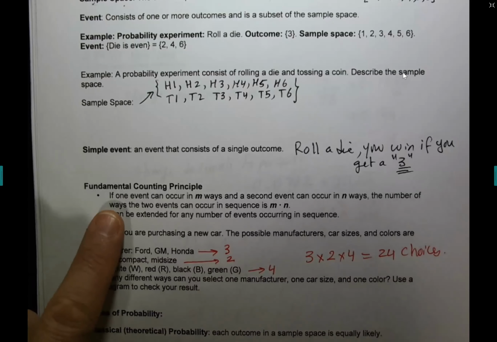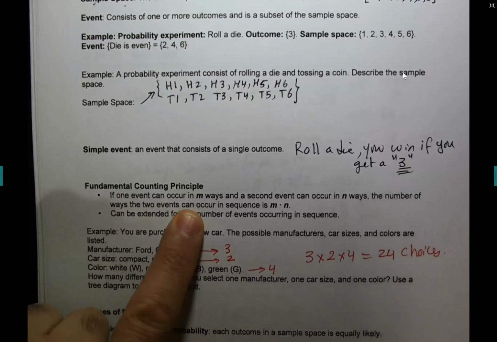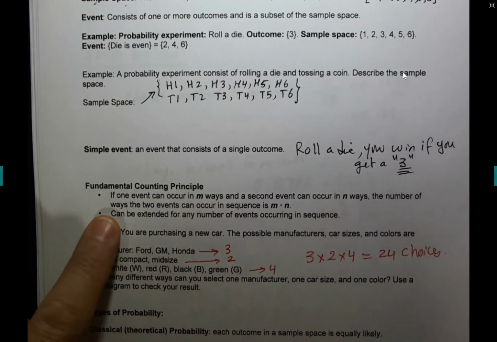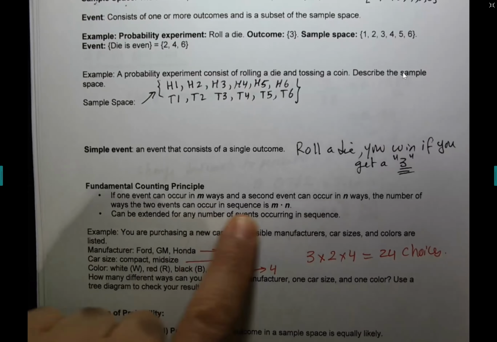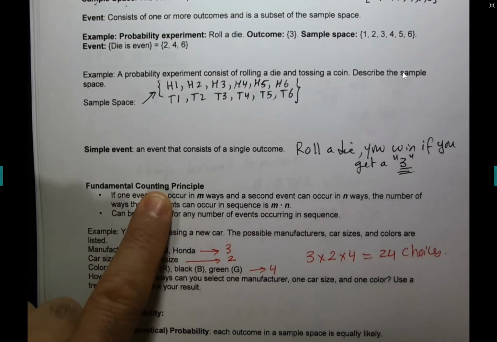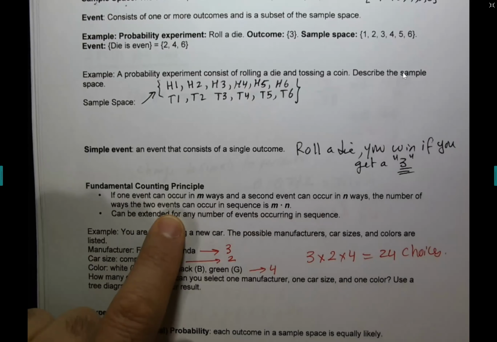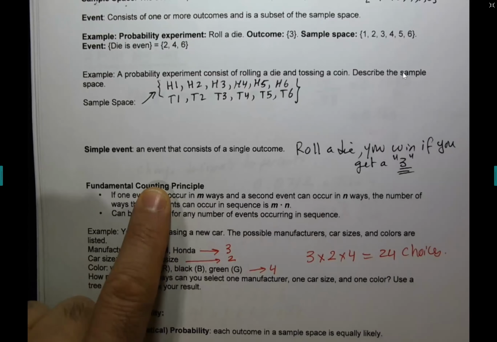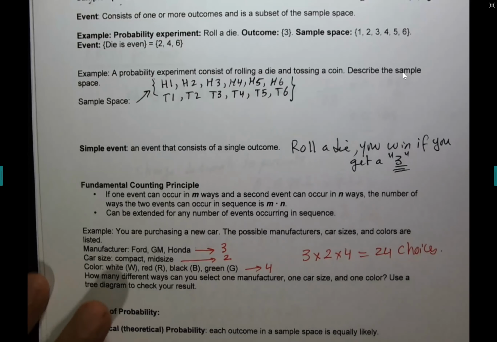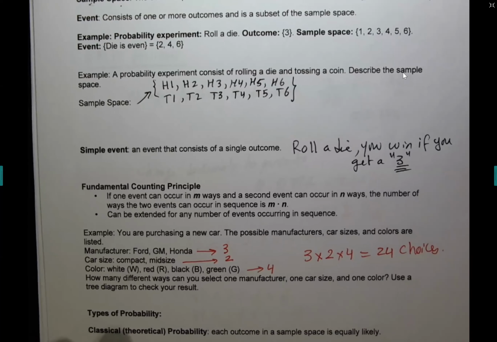And this is what the theorem is trying to tell you. If one event can occur in m ways, and a second event can occur in n ways, the total number of ways the 2 events occur together is m times n. This is a very, very important theorem. It's called the fundamental counting principle. I tried to explain it to you guys with an example before I even stated the theorem. So this is what we call the fundamental counting principle. Okay? And that was a good example to define this.